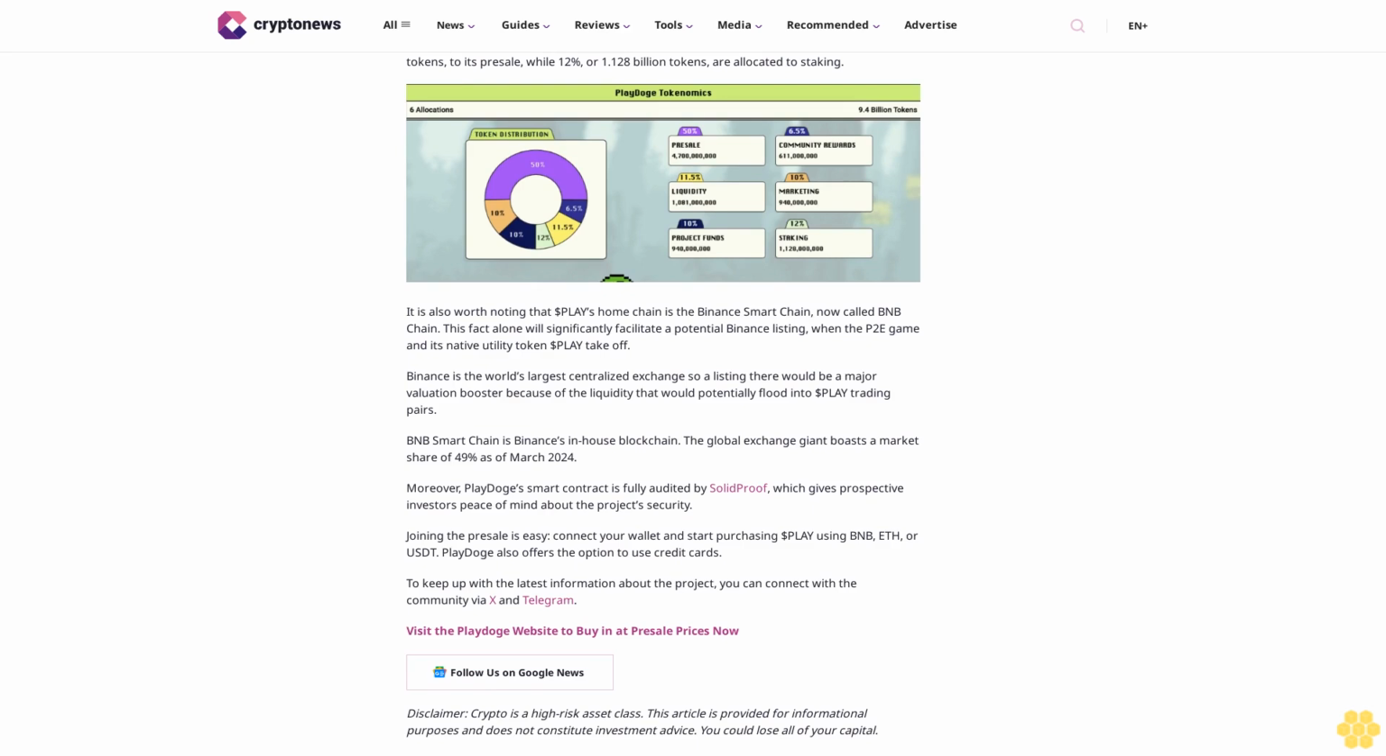Disclaimer: crypto is a high-risk asset class. This article is provided for informational purposes and does not constitute investment advice. You could lose all of your capital.